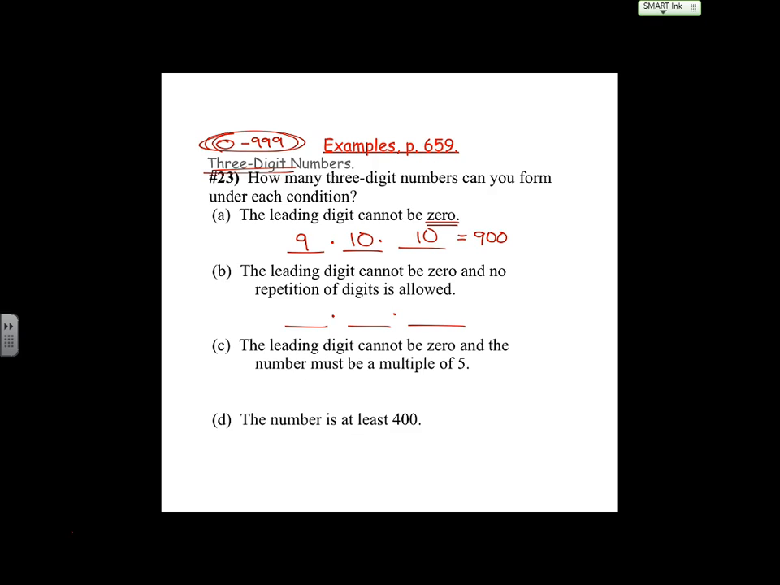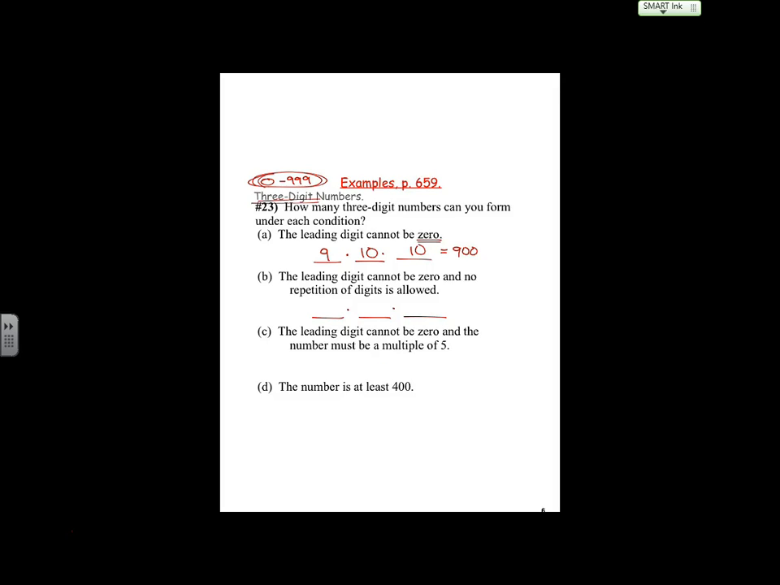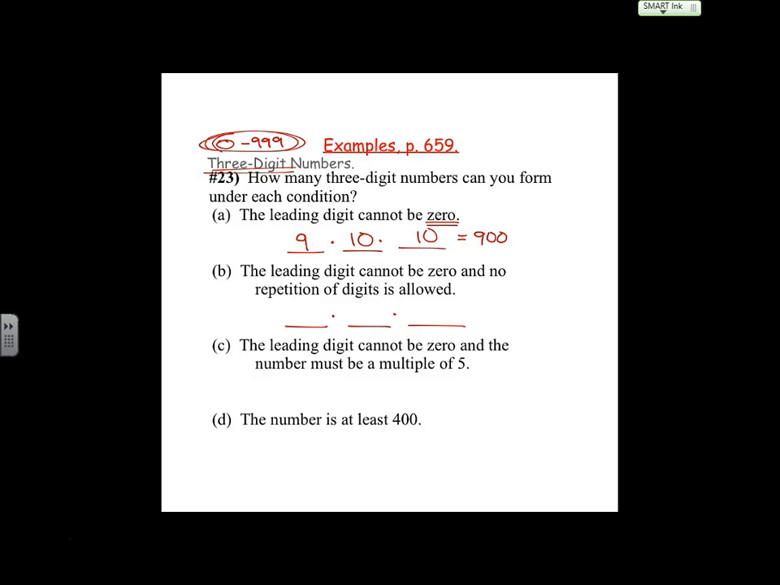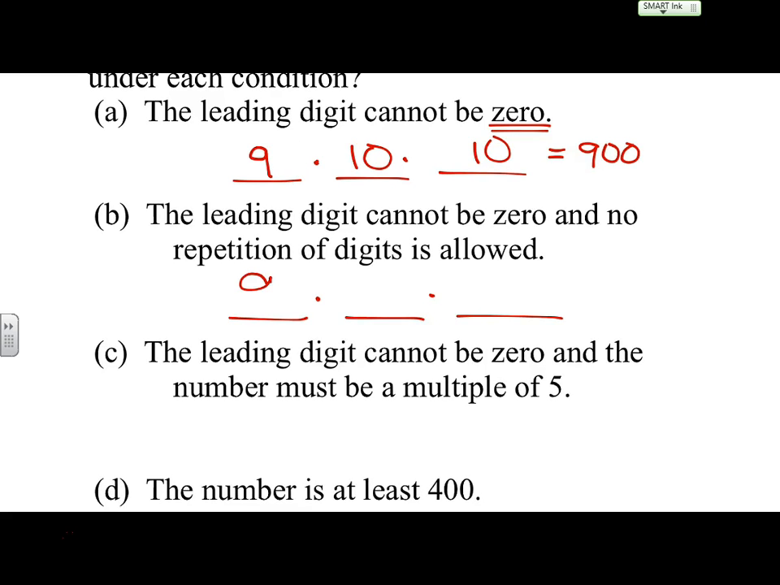What did you guys get for the leading digit? It can't be 0, and no repetition of digits is allowed. 9. Wait, 6? Isn't it 9? It's 9. Why is it 9? You're only allowed to have the digits 1 through 9 here, and there are 9 of those options. How many numbers just got used in choosing that place?